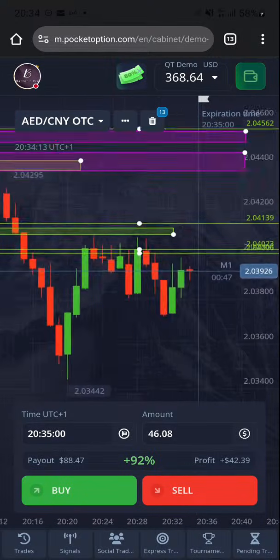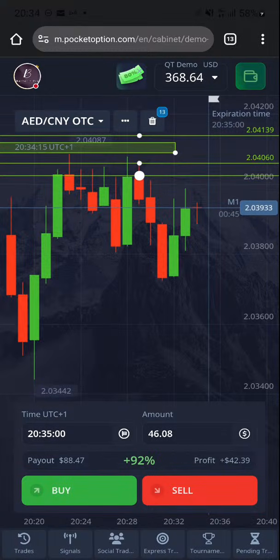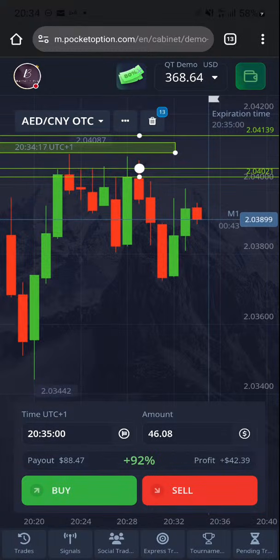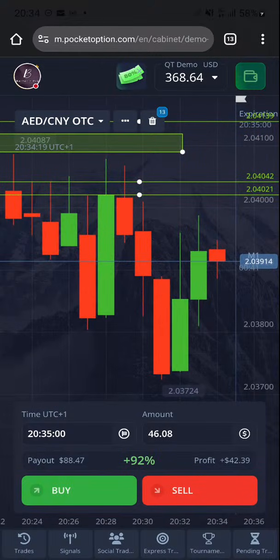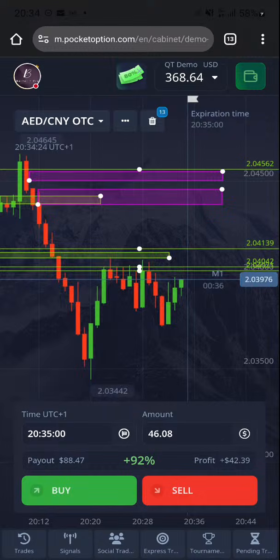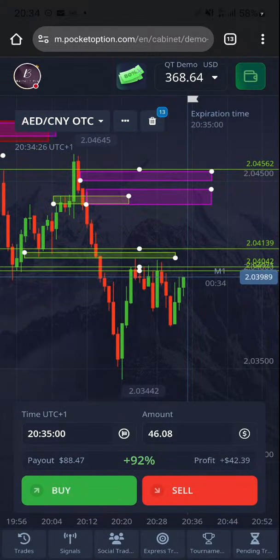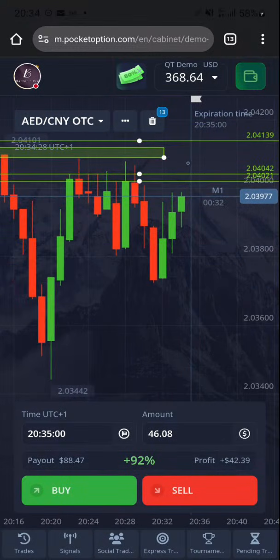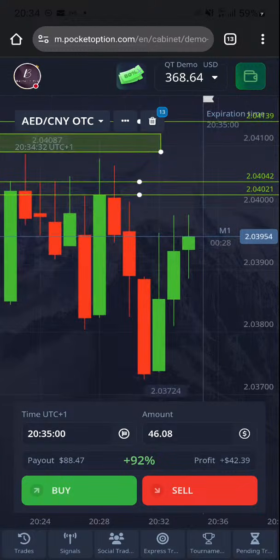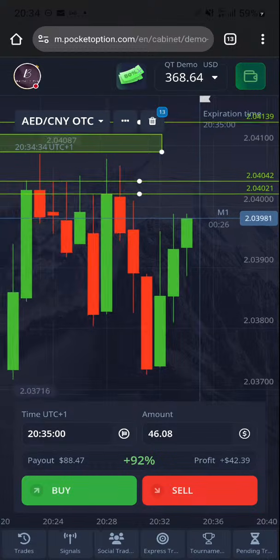Let me just readjust to this. We have a third breakout here. If price breaks this level, we can go with the sellers. You understand? We can actually take the trade because this area is a strong sellers area, so we can take this trade based on the sellers over here.